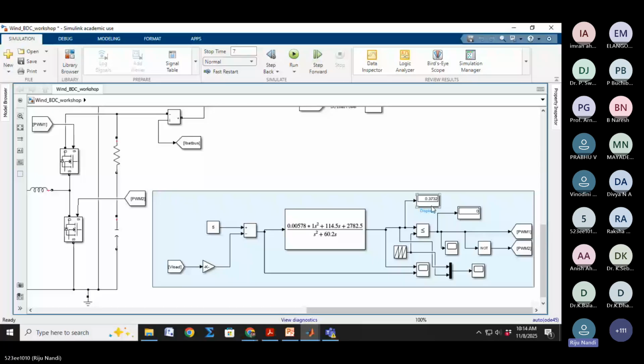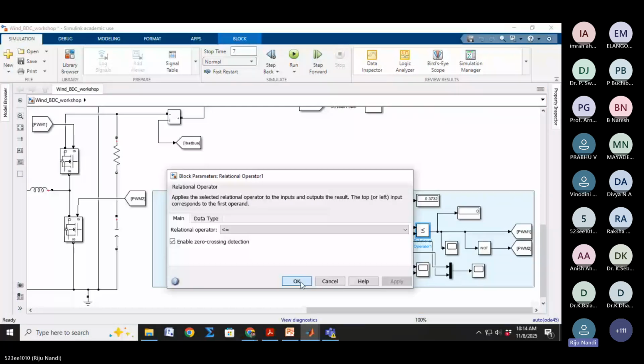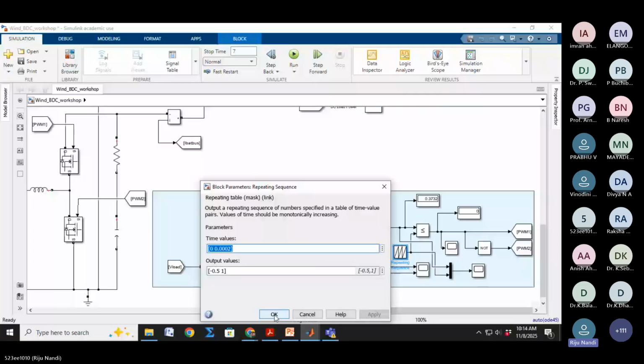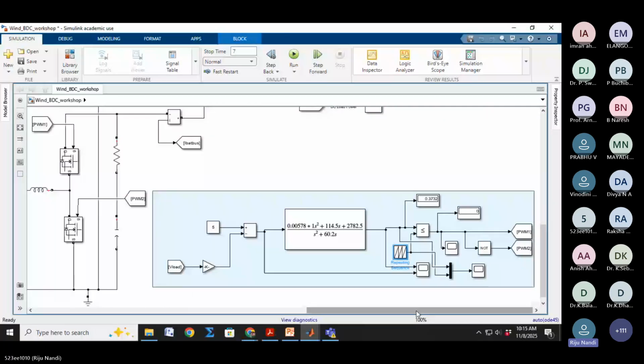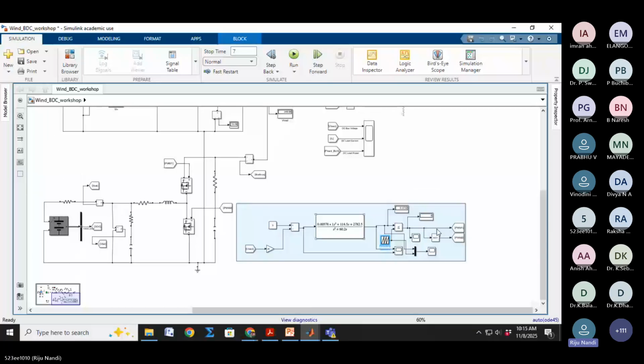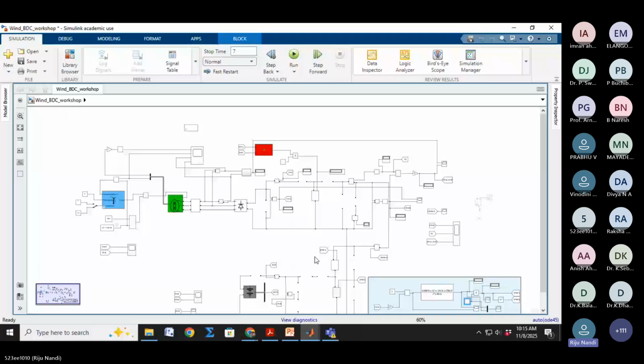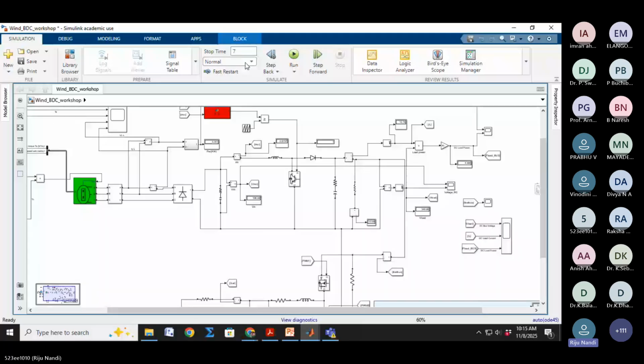So there is a relational operator here. You have to compare it with the sawtooth wave of 0.002 that I have. You can see the output value is minus 0.5 to 1, and time value 0 to 0.002. You have compared, then it will generate the PWM from 0 to 1. So now I'll run this simulation for 7 seconds. Make it 7. It takes some time.